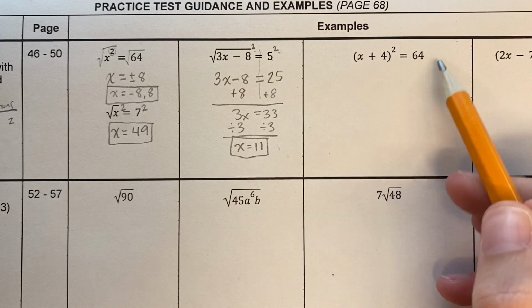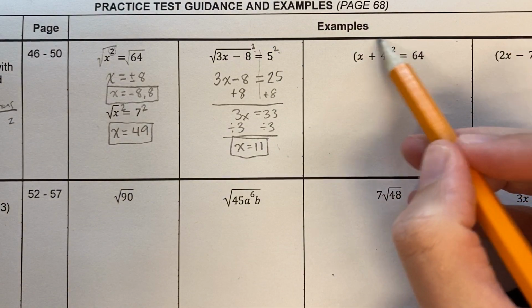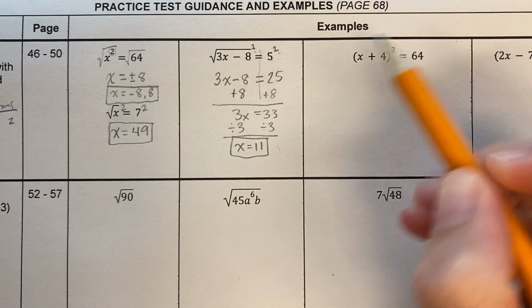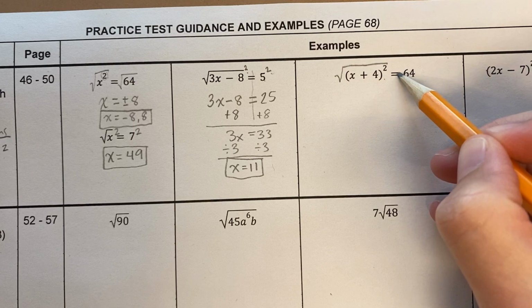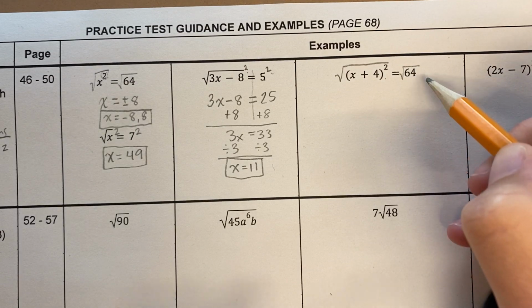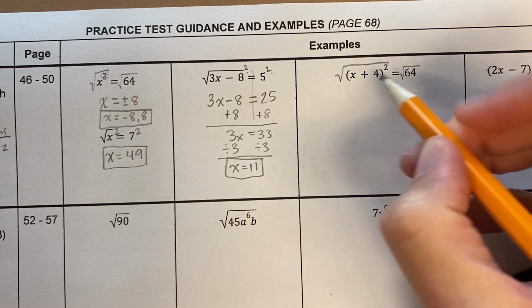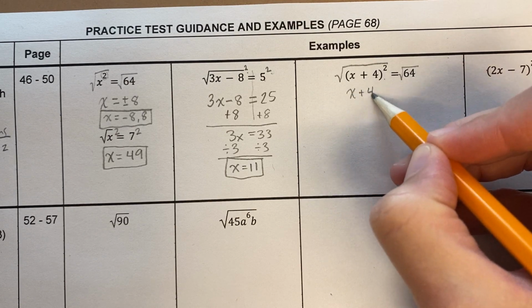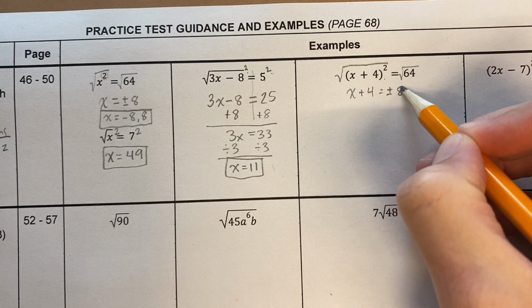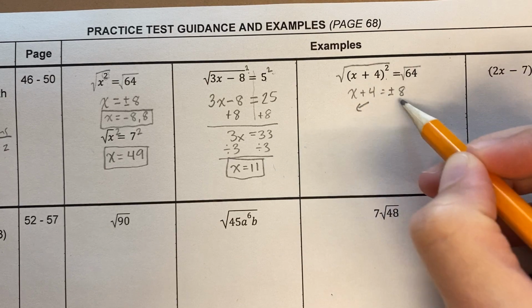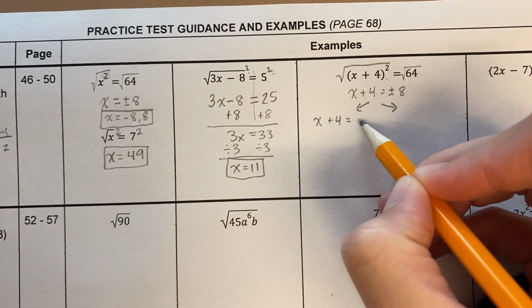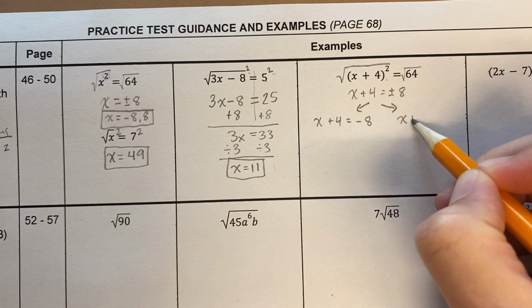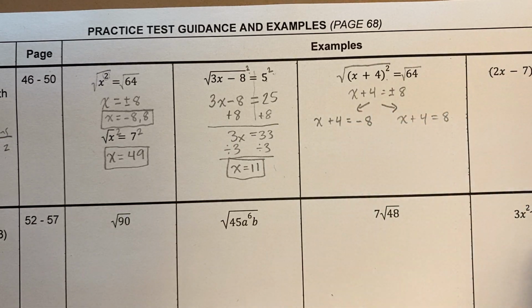Now here, this is going to be different. Why is this going to be different? Because here, I have something squared. So I say, oh, what's the opposite of squared? Oh, it's square root. So I'm going to square root both sides. Now, what's the square root of 64? What number times itself equals 64? Well, the square root of 64 is actually plus or minus 8. It could be both. So this is where we end up with two separate equations, and we're going to get two separate answers. x plus 4 could equal negative 8, or x plus 4 could equal positive 8.